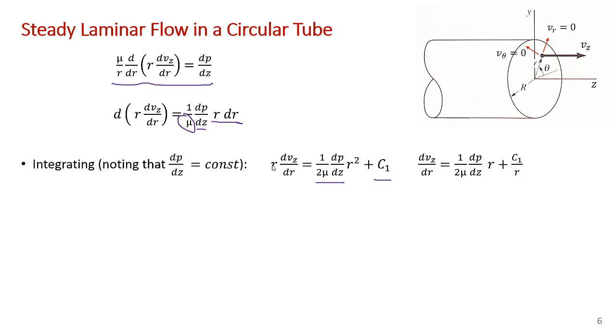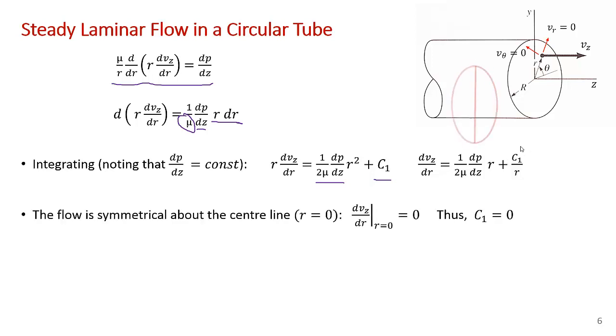And now I've done a little simplification. I've divided through by r, and so we have dV_z/dr equals 1 over 2 mu, dp/dz times r, plus C1 over r. Now we're going to use the boundary conditions to determine that constant. We're going to use the fact that the flow is symmetrical about the center line. On the center line, we have no change of V_z in the r direction, so dV_z/dr on the center line has to equal 0.